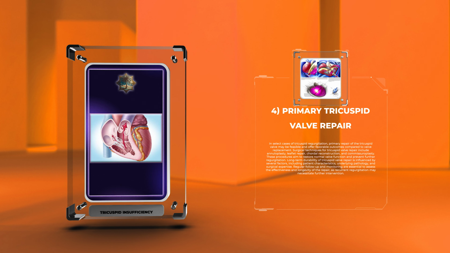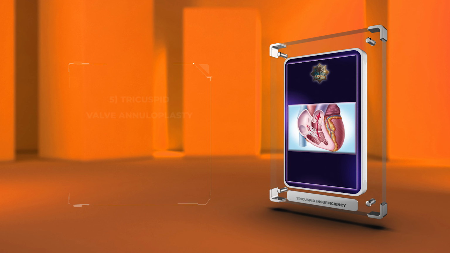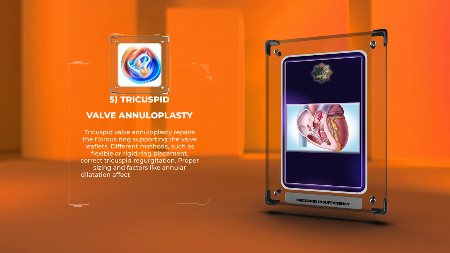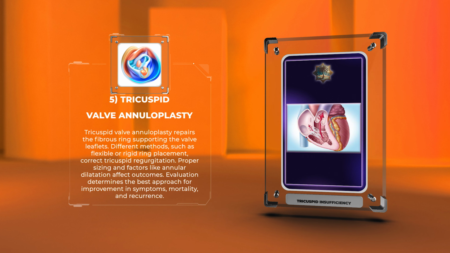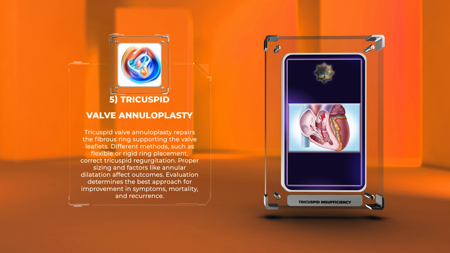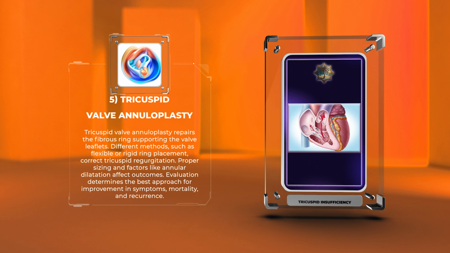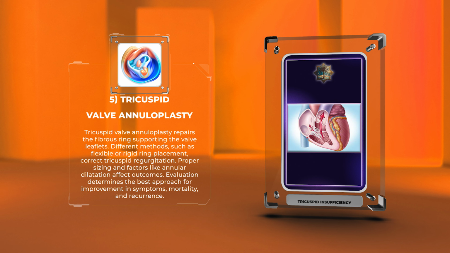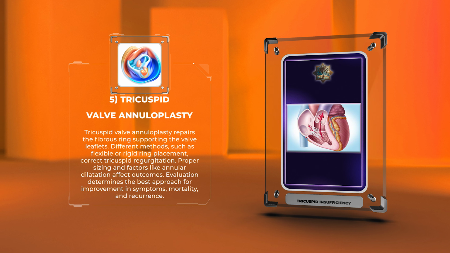Tricuspid valve annuloplasty repairs the fibrous ring supporting the valve leaflets. Different methods, such as flexible or rigid ring placement, correct tricuspid regurgitation. Proper sizing and factors like annular dilatation affect outcomes. Evaluation determines the best approach for improvement in symptoms, mortality, and recurrence.